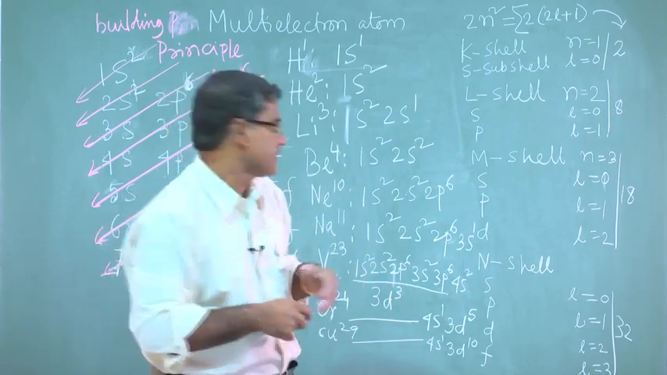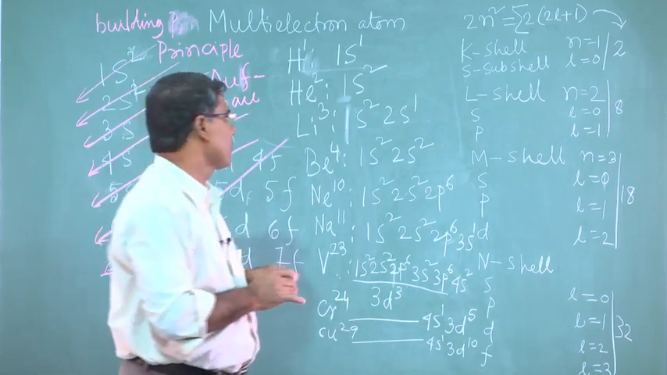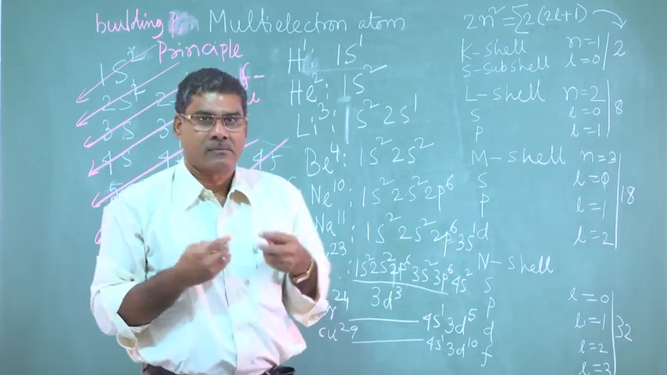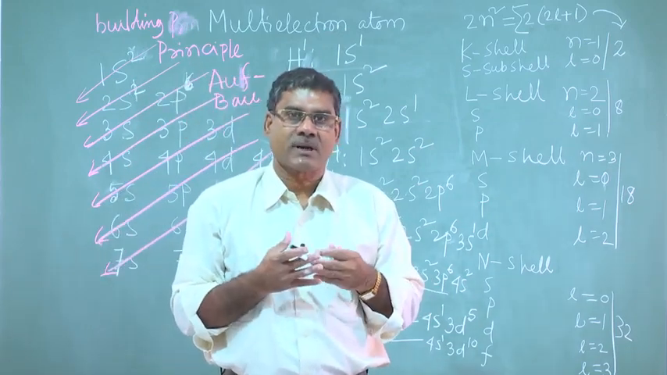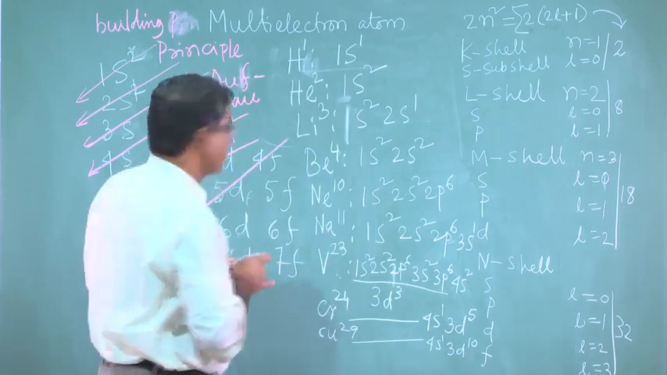So, why do I need this electronic configuration? I need it because I want to find out the spectroscopic term for a multi-electron atom.